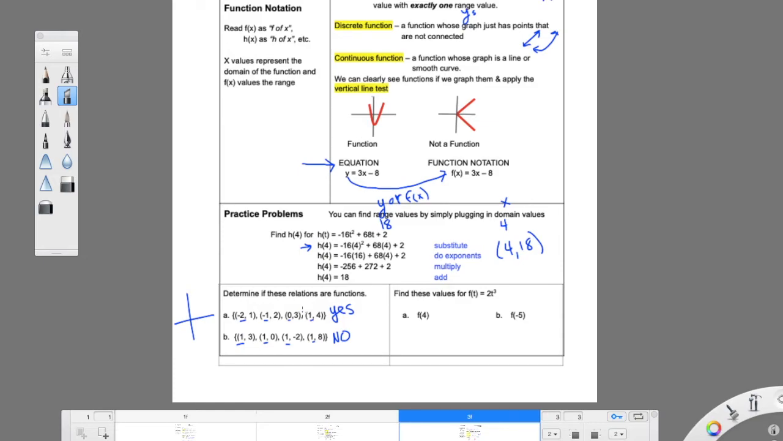All right, so now we're going to look at the second part here, and it says, find these values for f of t equals 2t cubed. So these are two different problems. We're going to have two different solutions. So we want f of 4. So we're going to plug 4 in for t. So 2, instead of t, I'm going to write 4 cubed.